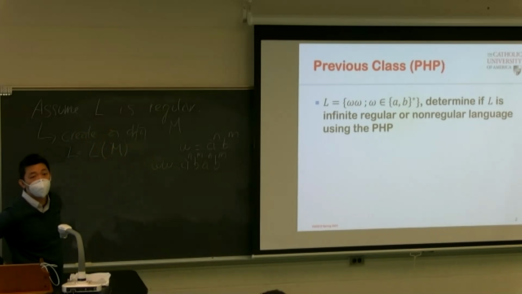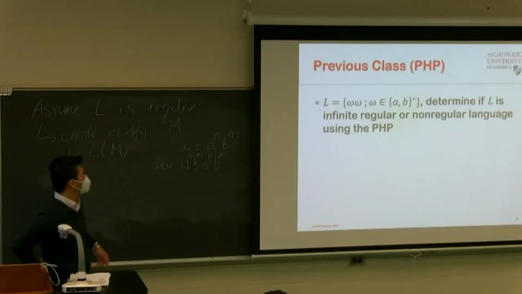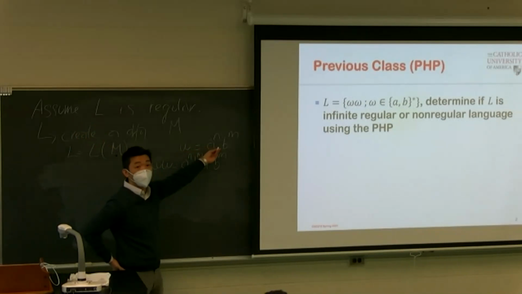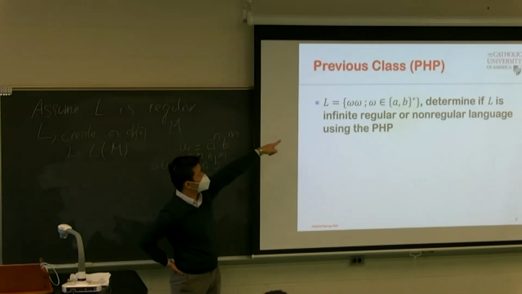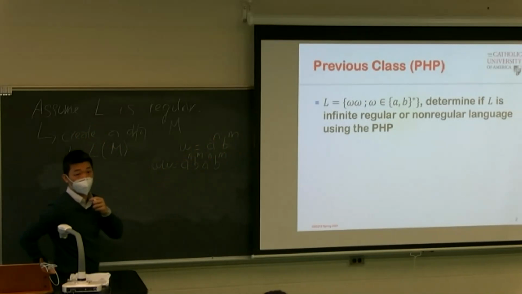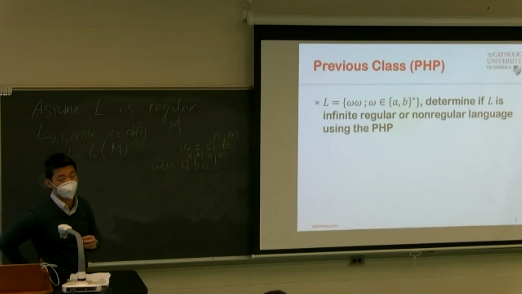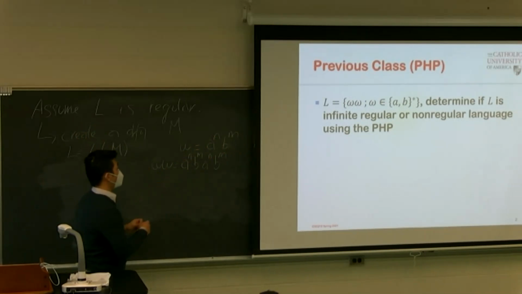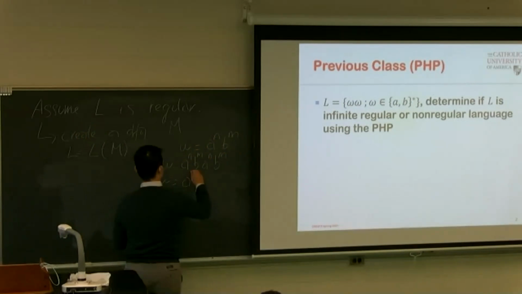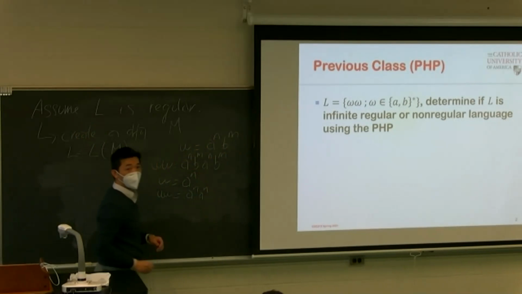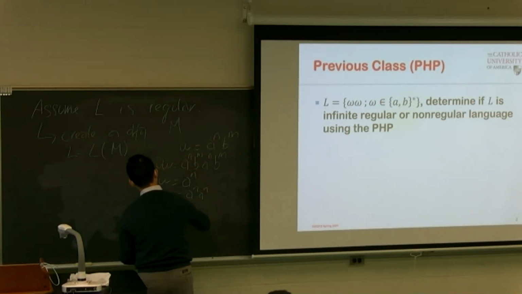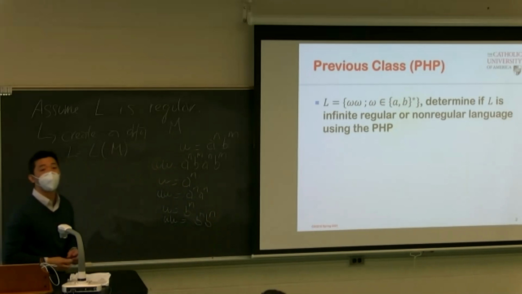No. Meaning that you split this in half. Because again, we have the same WW. And W is equal to A to the N, and W is also B. No, you cannot have both. Because if W is simply A to the N, then WW would be A to the N, A to the N. Likewise, if W is B to the N, then WW would be B to the N and B to the N.